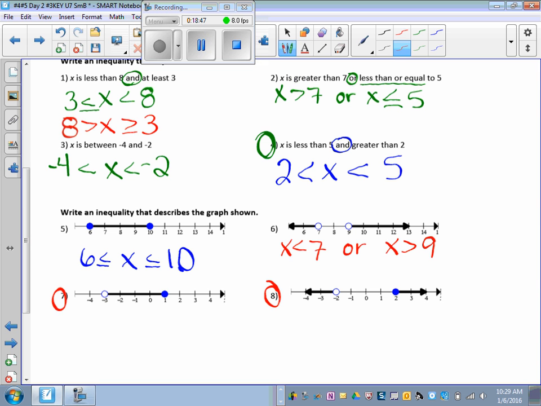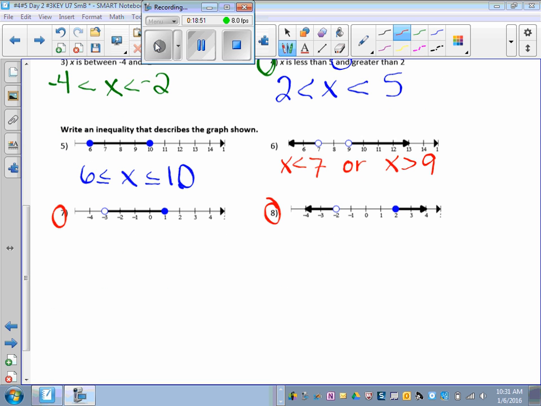I'll give you 1 minute for this, and then we'll come back together and see if you got it right. For number 7, what did you guys get? -3 on the left, +1 on the right, x in between. Good. And is either one an or equal to? Yeah, at 1 we have the or equal to. So this is -3 is less than x, which is less than or equal to 1. Very good.